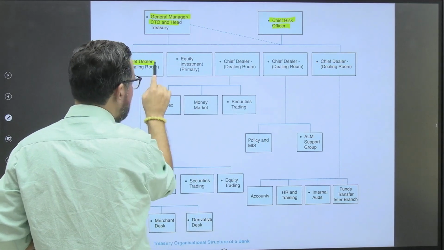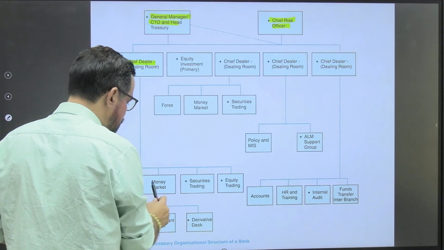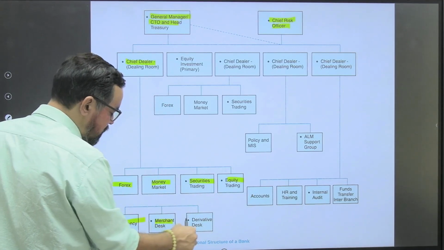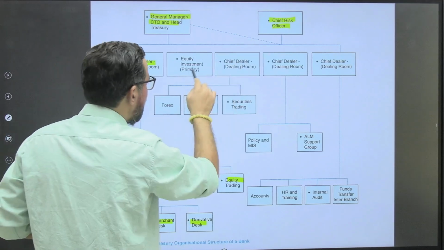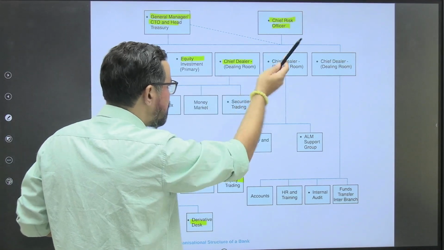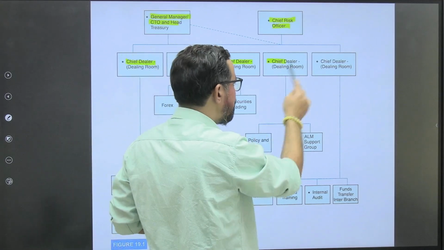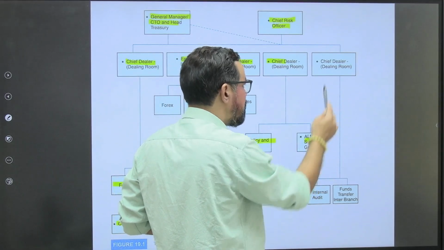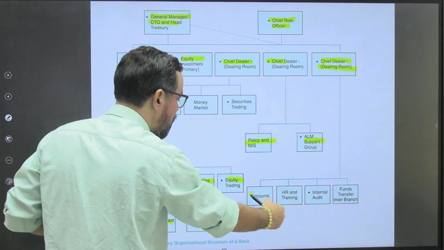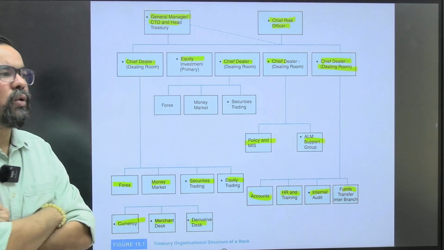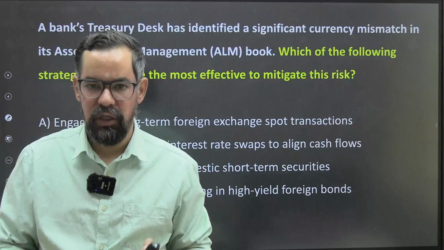Then we have chief dealers team for forex, money, securities and other teams. Then we have currency merchant in this team. We have equity investment, we have chief dealers for equity investment. Again, we have chief dealers for dealing room policy, MIS, ALM, and chief dealers for dealing room accounts, HR. Okay? So this is the kind of structure through which we generally do our activities on a regular basis.